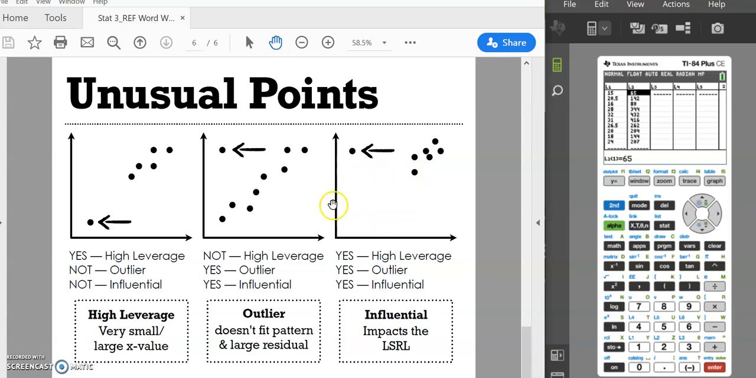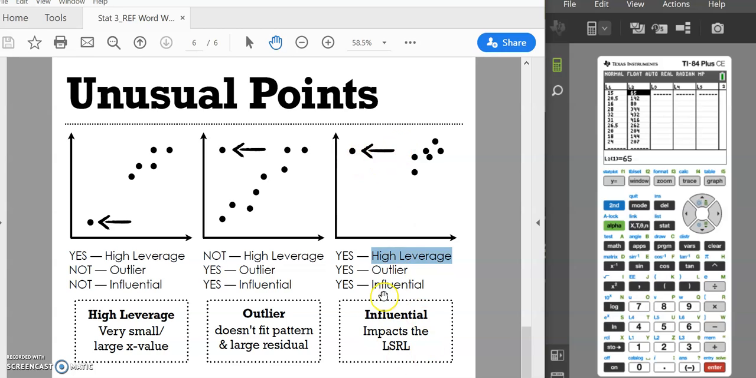So notice here, an influential point could be outside of the X range because it is considered a high leverage point. So it could be outside the X range in a low manner, or it could be outside the X range in a high manner because it is considered a high leverage point. Yes, it's an outlier because it's far away from the rest of the group. So it's an influential point because it will impact the least square regression line.